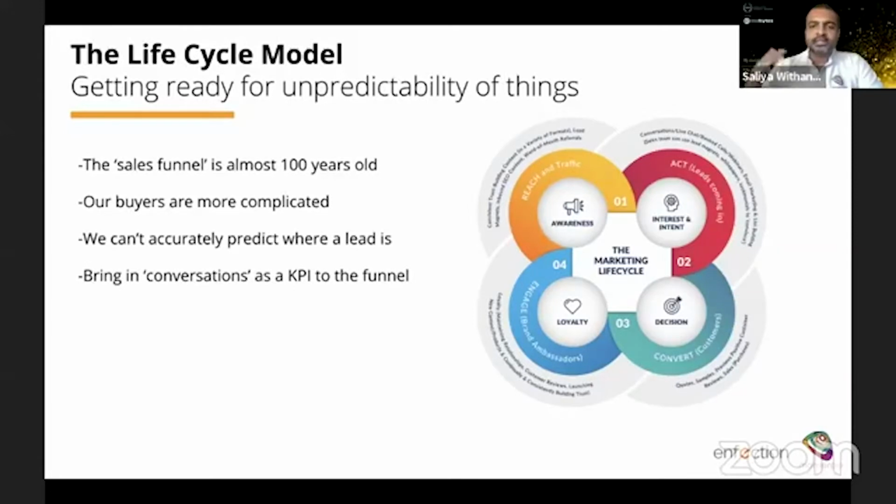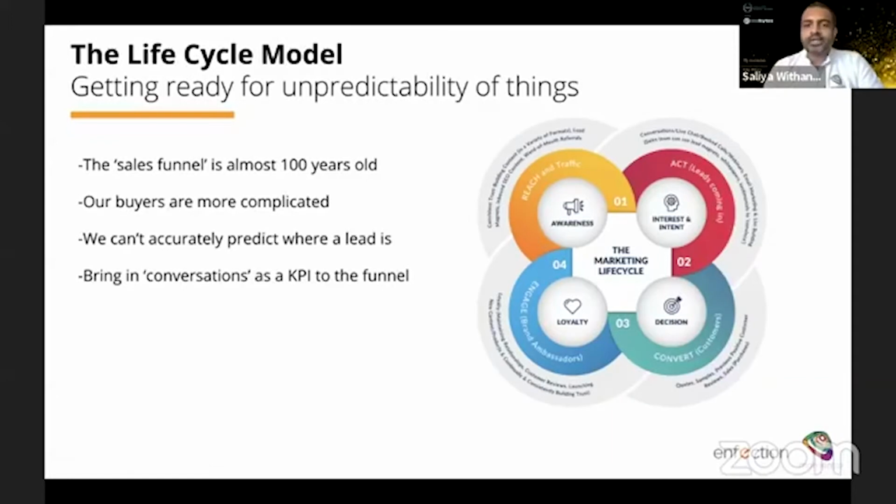It's not just at the awareness stage. Sometimes, they just straight away come to the middle of the funnel and start transacting. So you need to be prepared for this unpredictability of things. That's what we call it nowadays. And a lot of the conversions happen after a conversation.